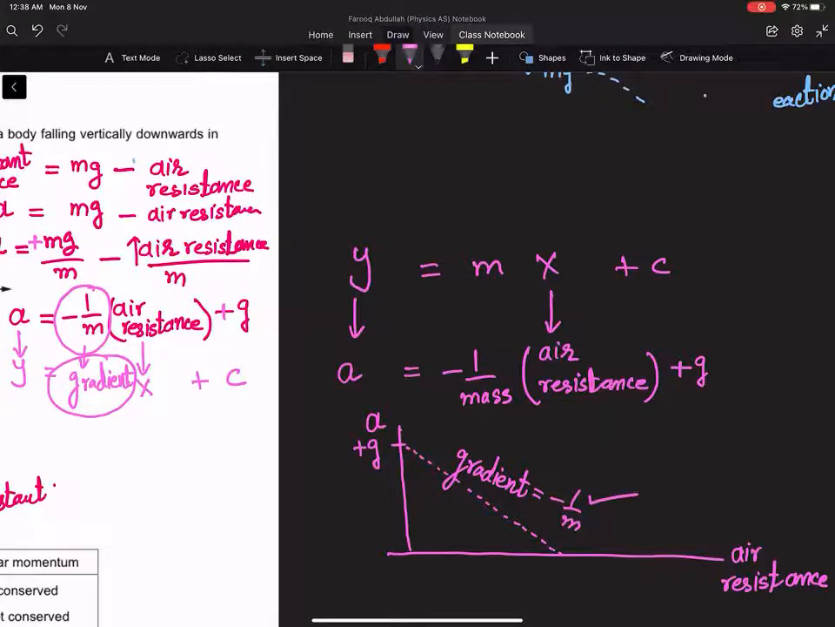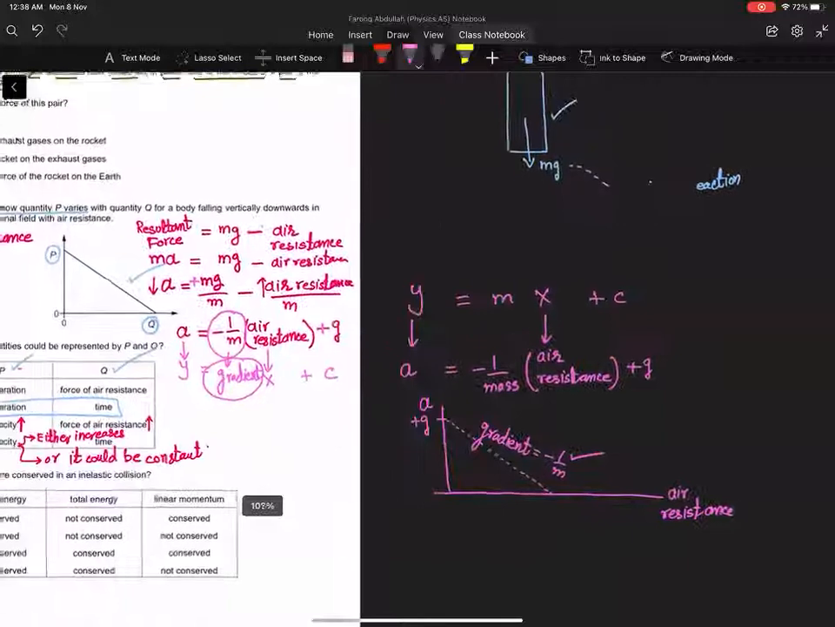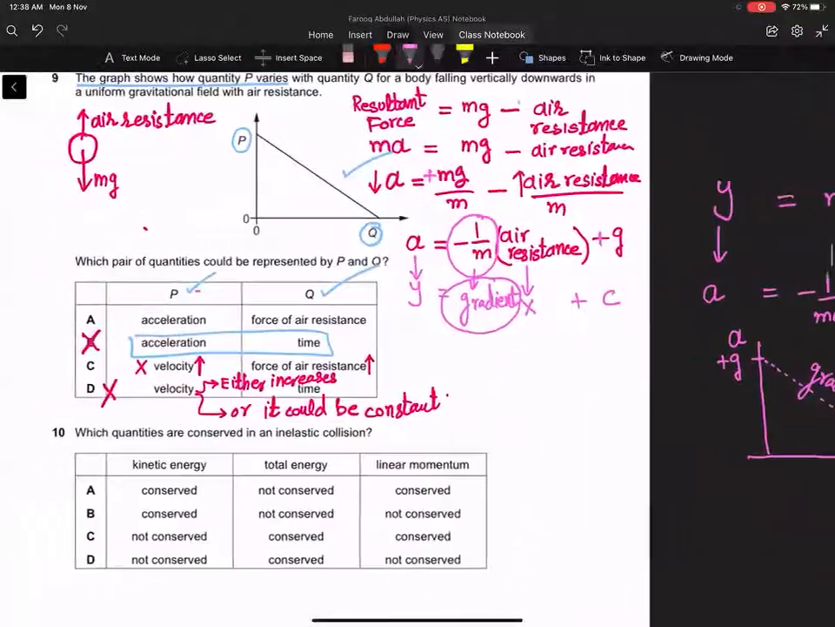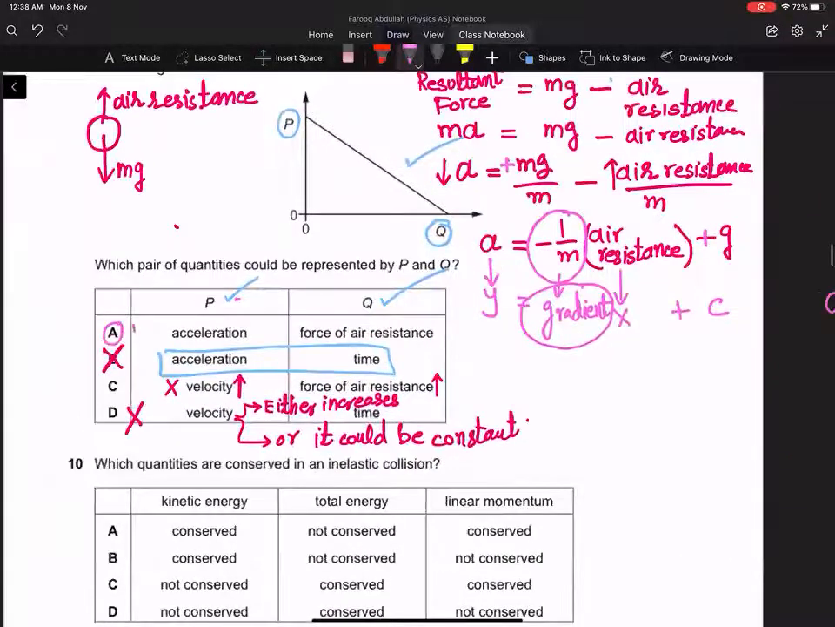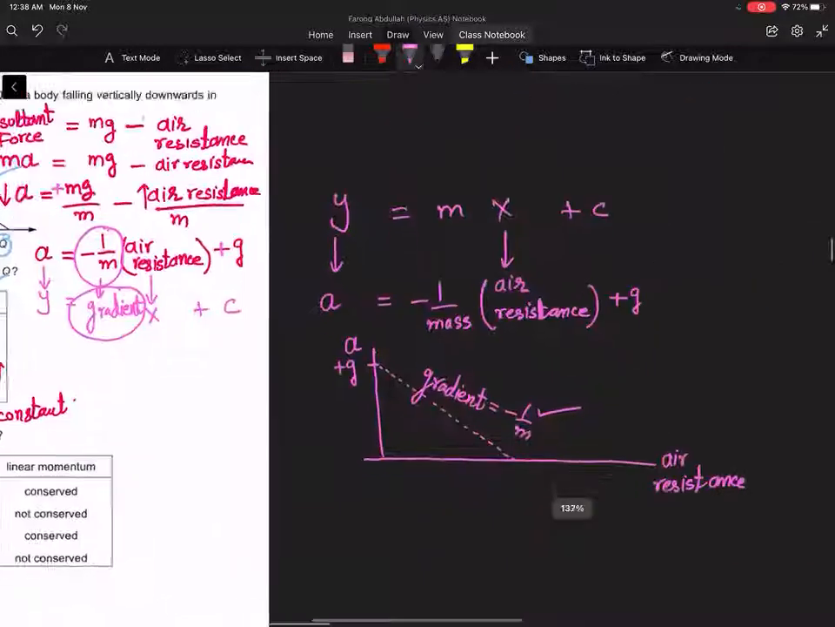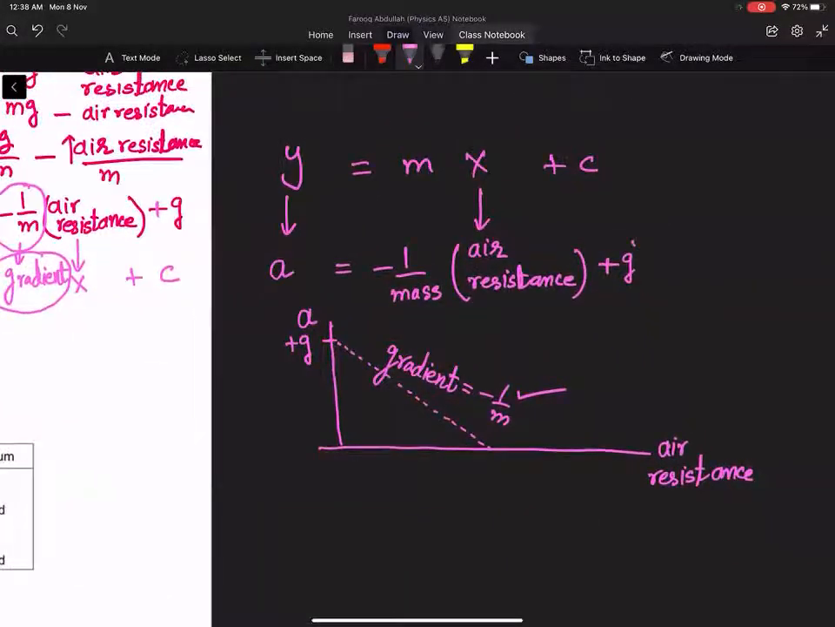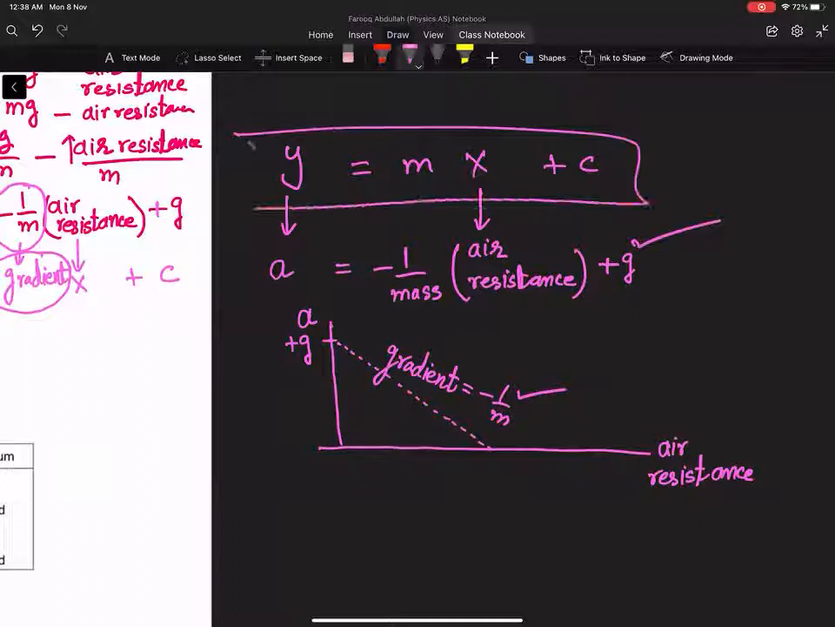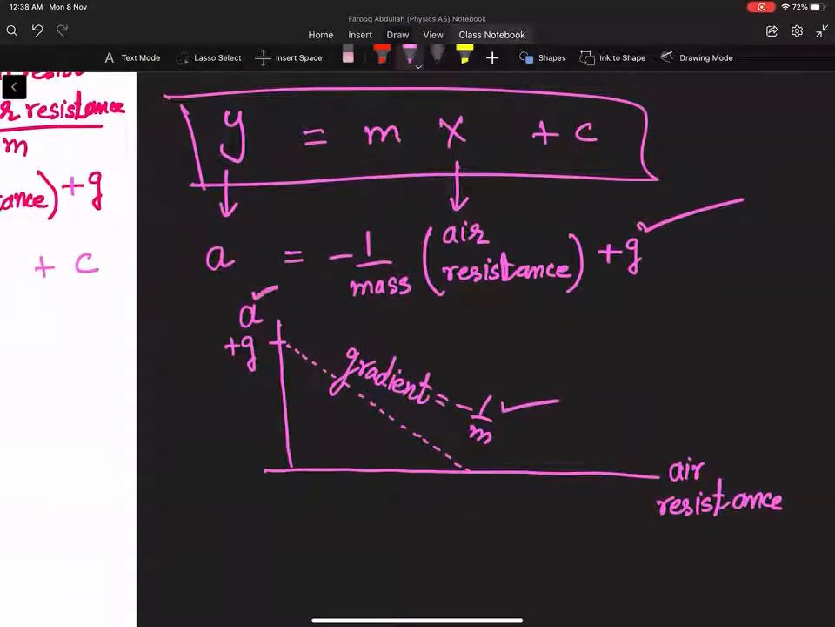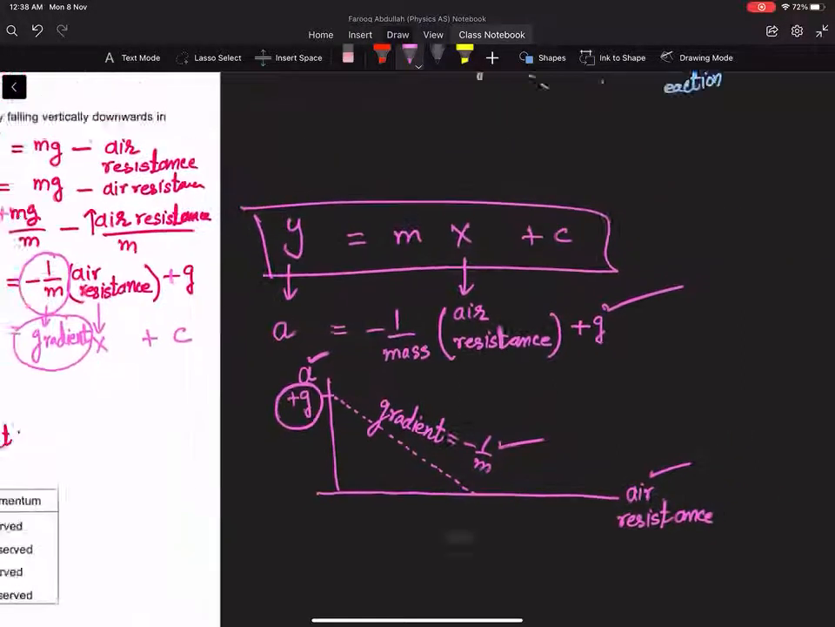This is the idea. So according to this idea, the option that is correct is option A. I hope it was understandable. So we wrote the equation, then we simplified that, and then we compared that to y is equal to mx plus c. We have observed that if we plot a graph of acceleration against air resistance, the y-intercept is plus g, and the gradient is negative of 1 over mass of the object. This is the idea here.